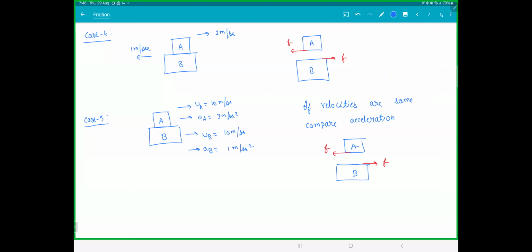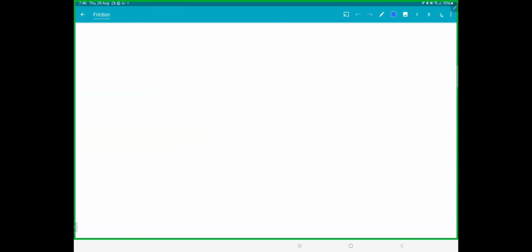Any doubts on case 4 and case 5? Clear, Arnav? Arush, clear with this? Arnav? Jainil? Arnav, clear? Sir, you don't look well. What happened? Not well? No, sir. I'm down with cold.